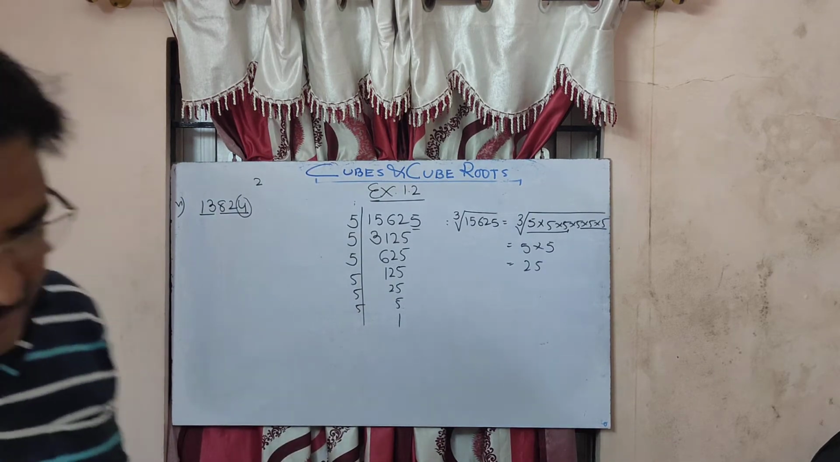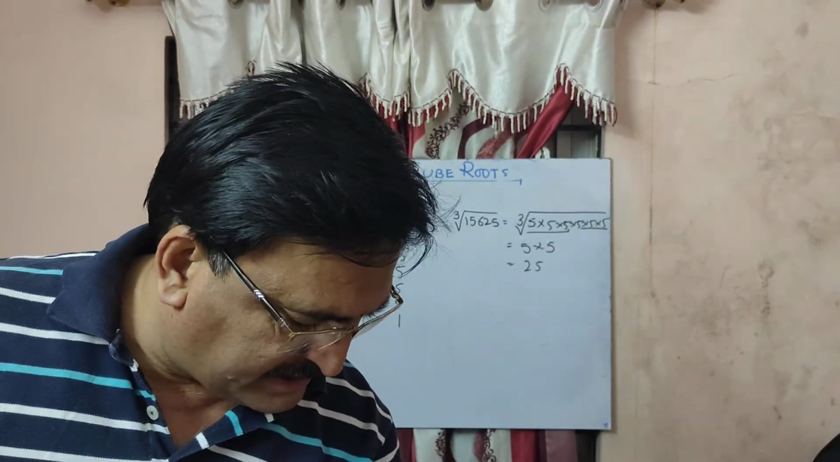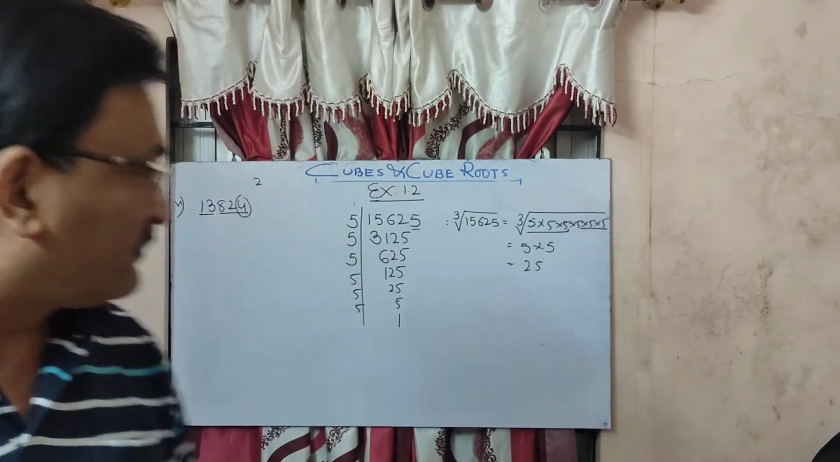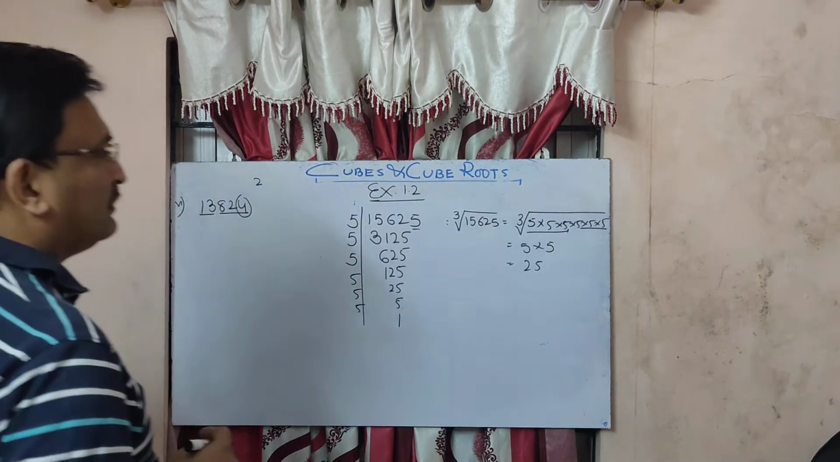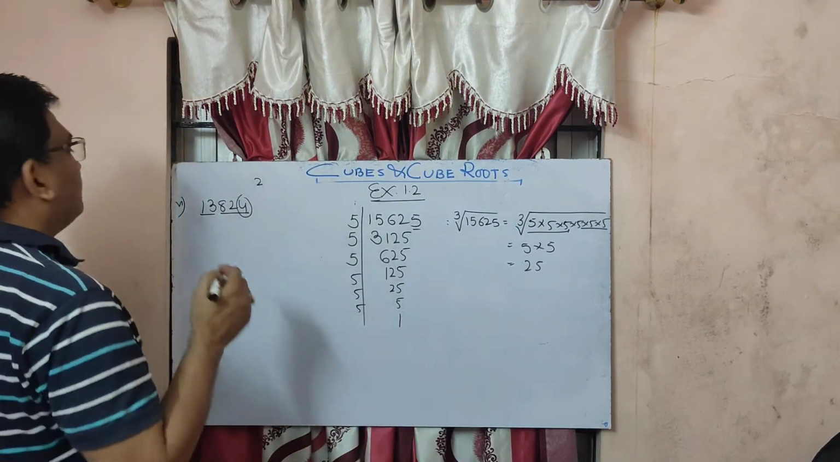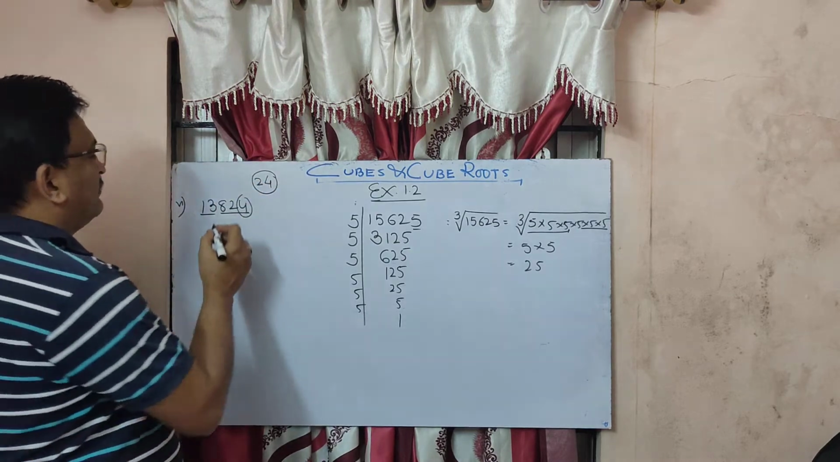What will be that number? Just think over it and tell me what will be that number. 4 4s are 16, 16 4s are 64. So that will be 4 only. Now we got the cube root.